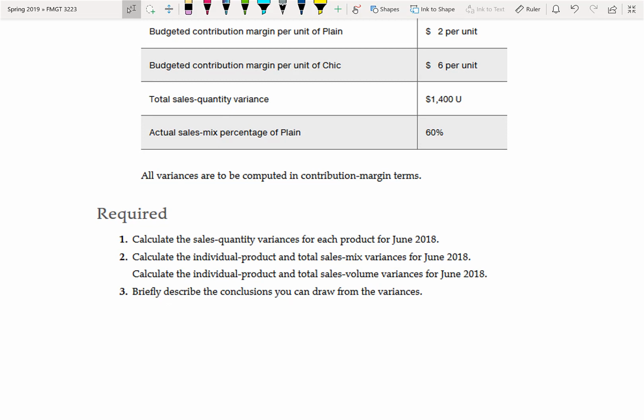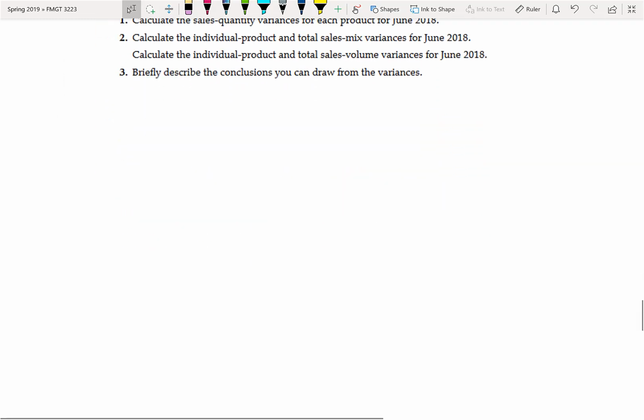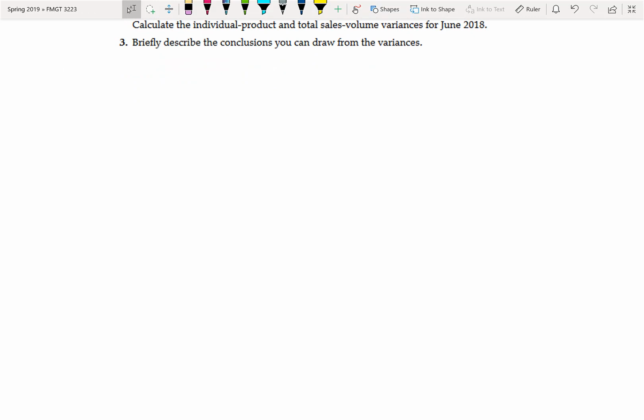It asks us to calculate the sales quantity variance for each product in June, and then the individual product and total sales mix variances in June. And then it asks us to calculate the individual product and total sales volume variances for June as well. Alright, so for us to do that, I think it makes sense to lay out our grids and see what information we have and then what information we still need.